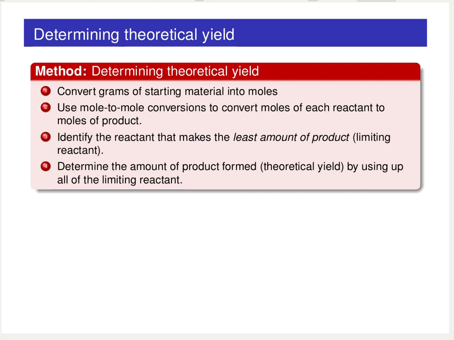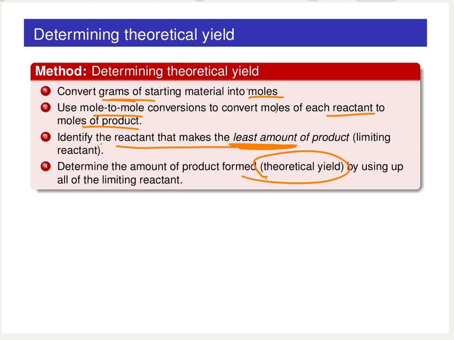The approach we're going to take is to take the initial grams of starting material, convert those into moles, and use mole to mole conversion to convert the amount of each reactant into product. So let's say you have 2 reactants: convert all of reactant A into product and all of reactant B into product. Then you identify the reactant that makes the least amount of product. The reactant that makes the least amount of product will be limiting, and the amount of product that that limiting reactant can make will be our theoretical yield.